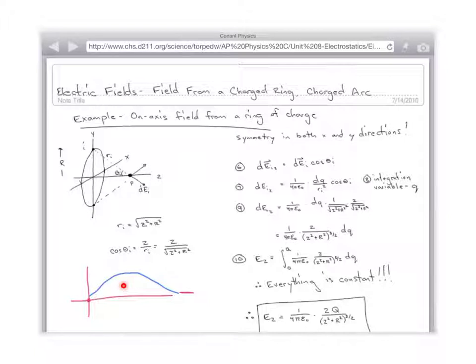You're going to be like, why is the field 0 in the middle? Because everything's getting canceled out. It's not that the field should be 0, it's just that all the fields cancel out in the middle. The net field is 0. Why is the field 0 at infinity? Because it's so far away, it doesn't matter. The contributions to the field from all the points are 0 because it's too far away. Sure.